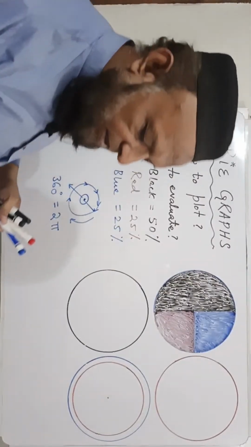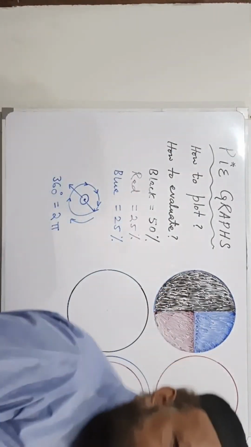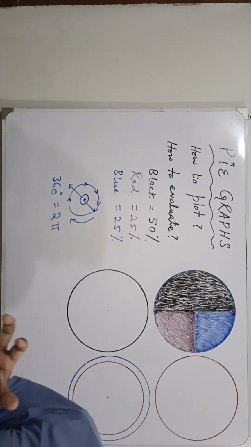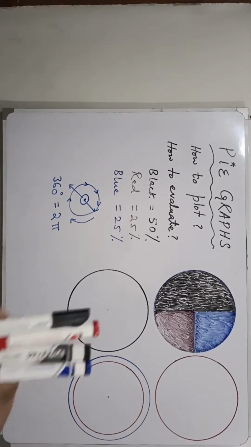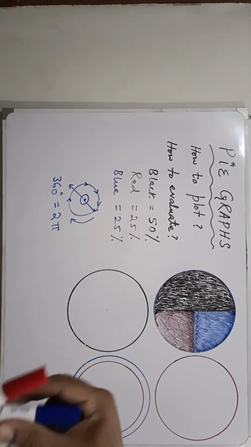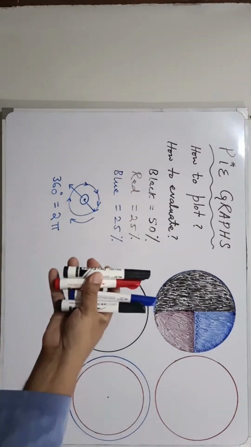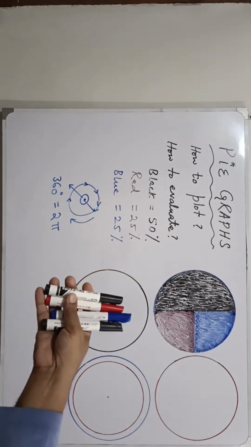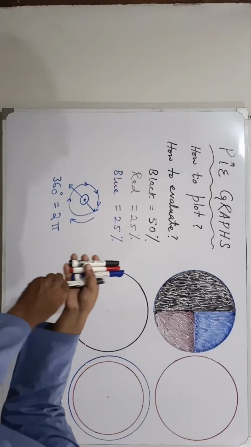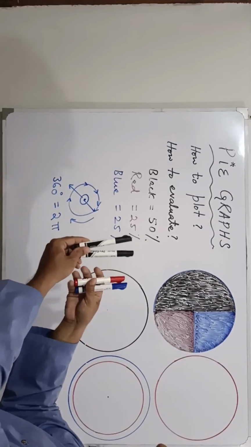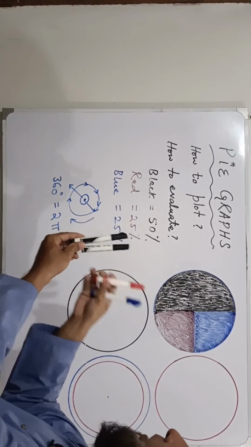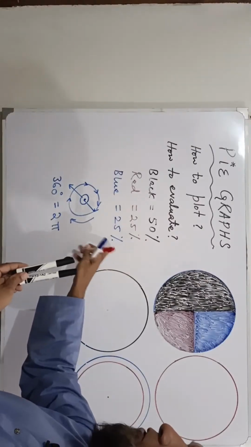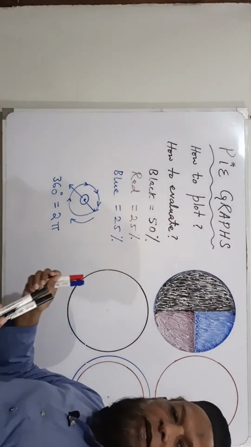It represents the share of different quantities in a compound. This is a collection of items. Four items are there. The share of the black one is 50%: this is 2, this is 1, this is 1. This is double this and this. So this is 50%, this is 25, this is 25. This is how we read it.